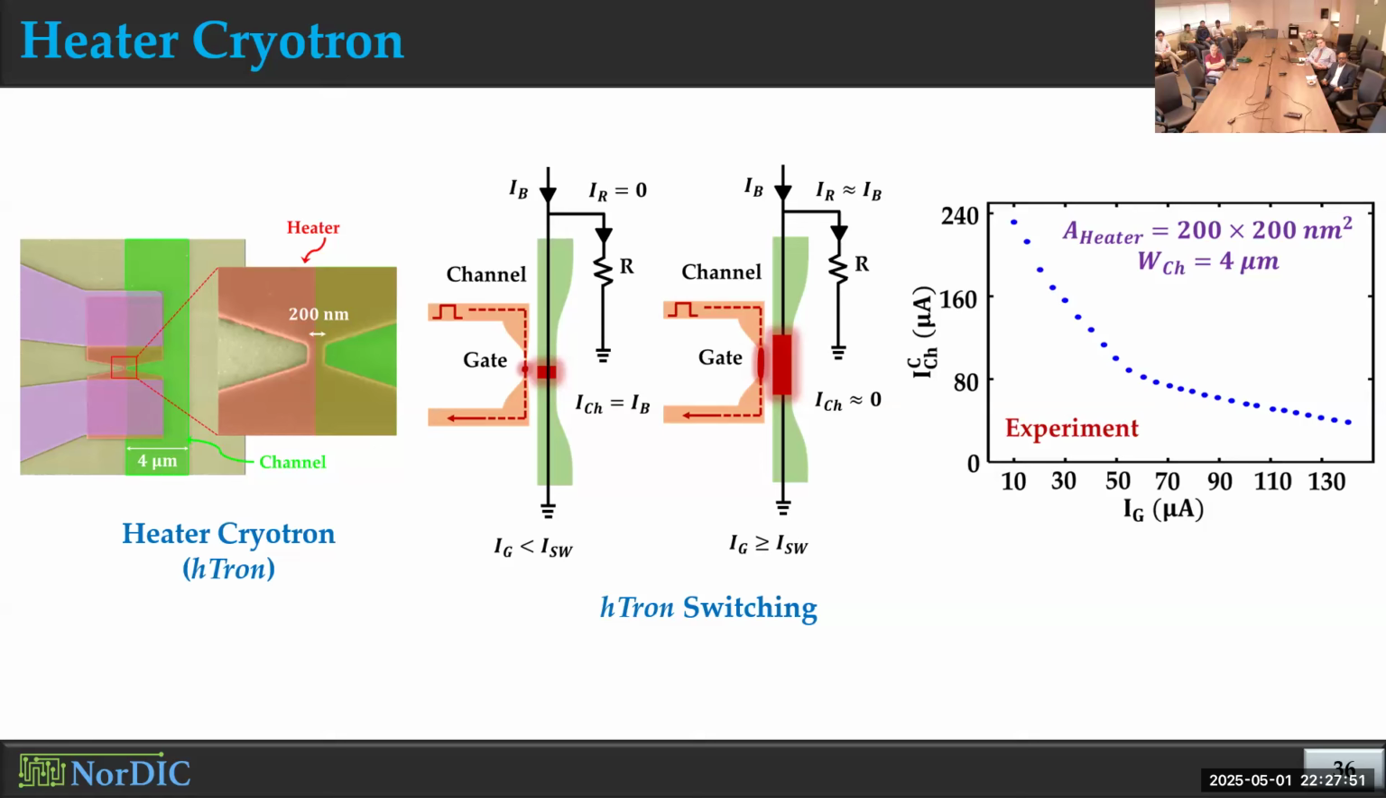And as you can see, with the increase of gate current, the critical current of the channel actually decreases. Now, since we have a constant current to the channel, after crossing a threshold, that constant applied current will be greater than this critical current at some point, and then the channel will switch to the resistive state. So we have here gate current control switching of the channel, like the CMOS transistor, which you can use as a switch in different circuit level applications.